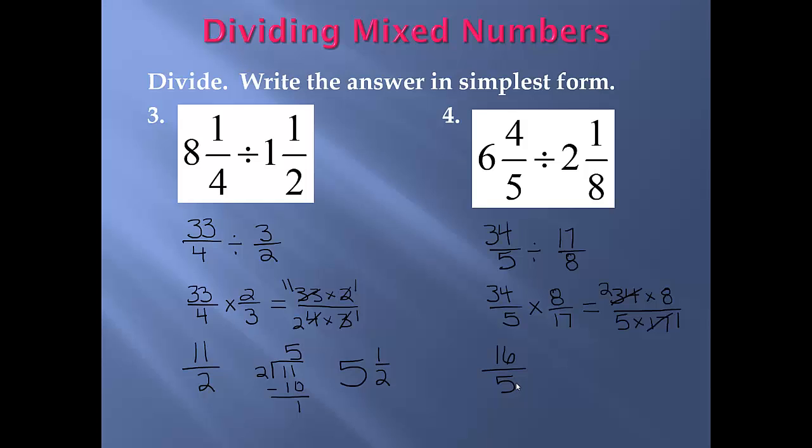We need to convert 16/5 into a mixed number. So 16 divided by 5, and 5 goes into 16 3 times. 3 times 5 equals 15, and 16 minus 15 equals 1. So our mixed number would be 3 1/5.